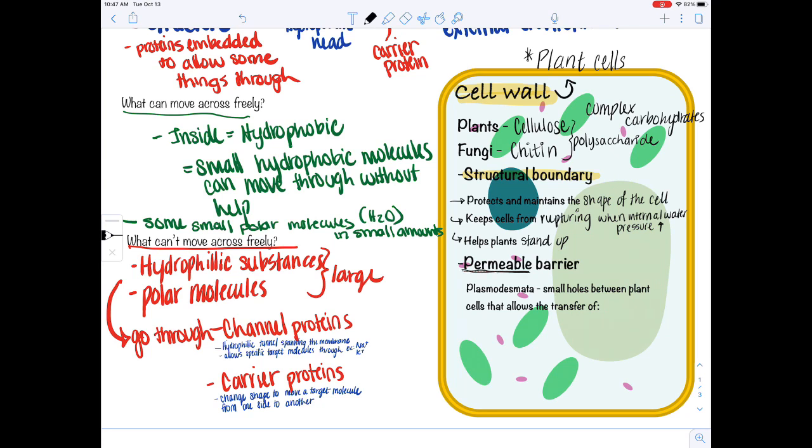Our cell wall also serves as a permeable barrier, so this is kind of similar to when we're talking about our plasma membrane and how the plasma membrane is selectively permeable, so it's not just letting anything into the cell or letting anything out of the cell. In plant cells, in the cell wall, we have something called plasmodesmata, and these plasmodesmata are small holes between our plant cells that are allowing the transfer of nutrients across the cell wall. Okay, so it's allowing the transfer of nutrients, waste, or ions through the cell wall.